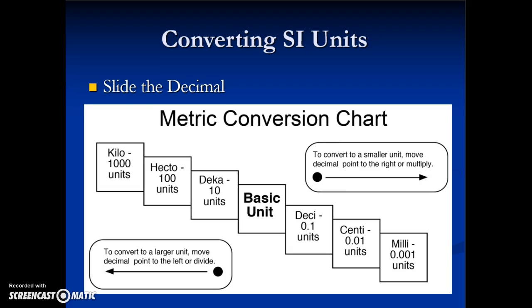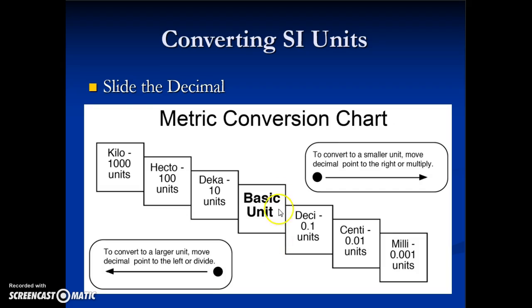Now, mathematically, there are a couple different ways to convert from one metric unit to another. In fact, this is one of the strengths of the metric system, ease of conversion. You don't have to memorize that there are 1,760 yards in a mile. Instead, everything is based on powers of 10.